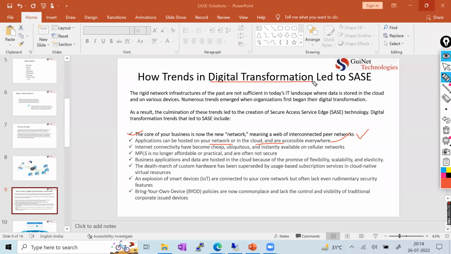When I talk about digital transformation, the key points written here should all be met. If you read, internet connectivity has become cheap, ubiquitous, and instantly available through the cellular network, right? By using this, you can easily access any application from anywhere. MPLS is no longer affordable or practical and is often not secure. In some cases it is secure, but in some cases it is unsecure. Likewise, the modern network we have, right? Business application data are hosted in the cloud because of the promise of flexibility, scalability, and elasticity.